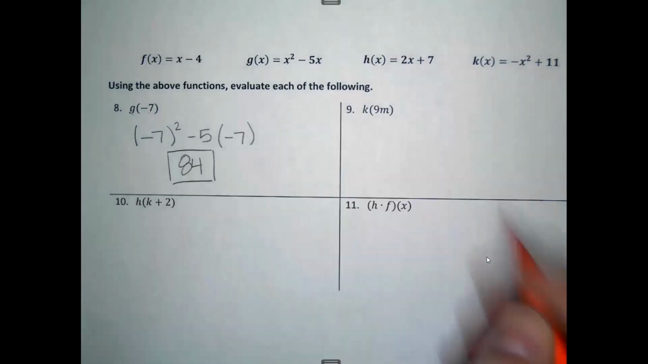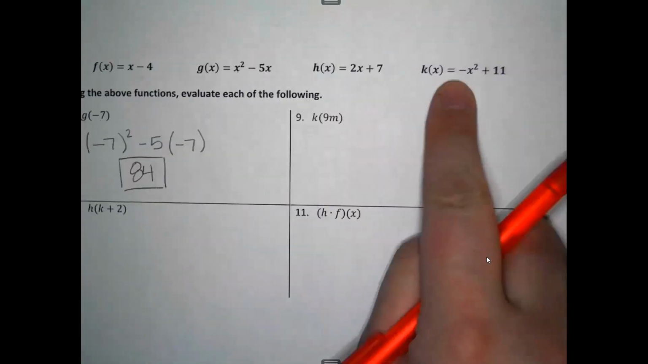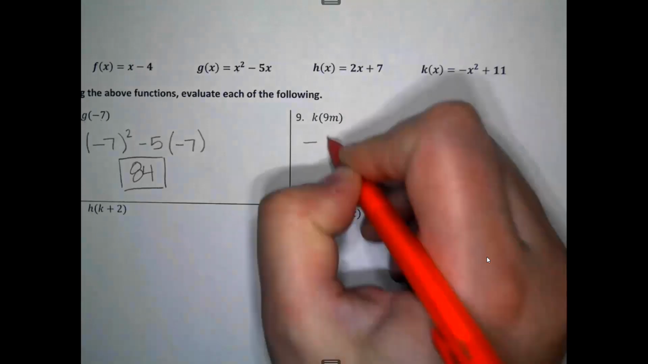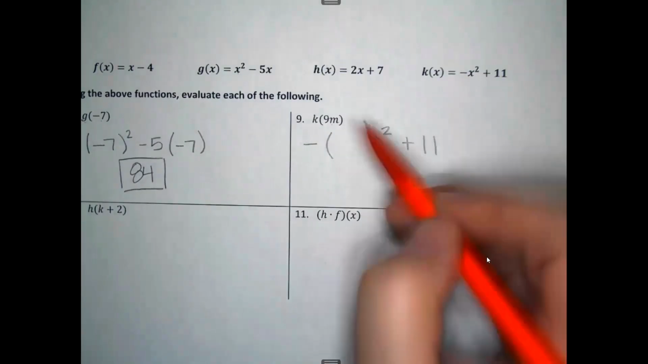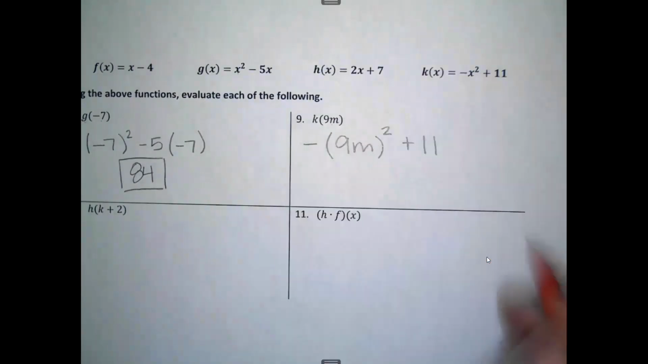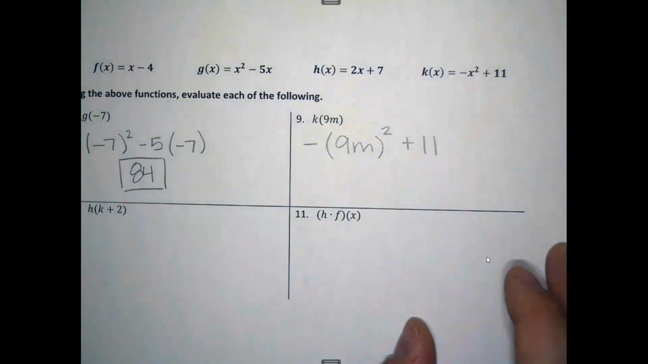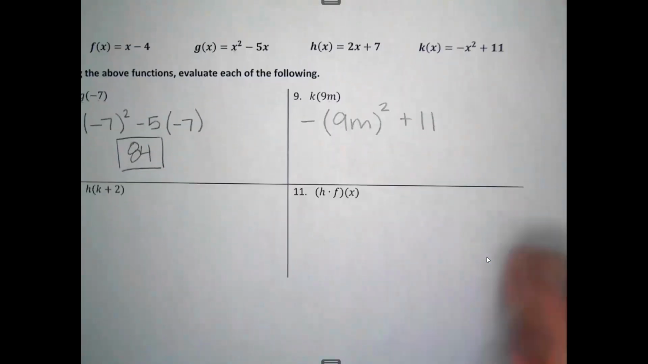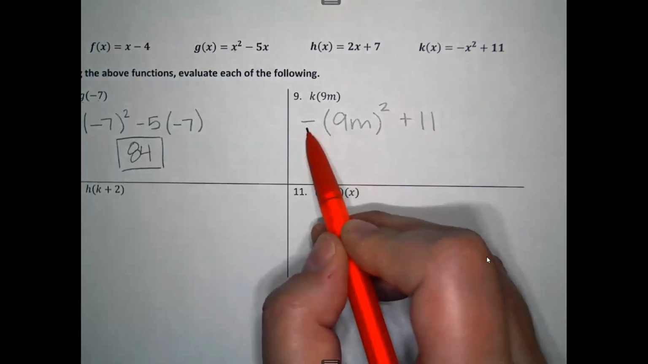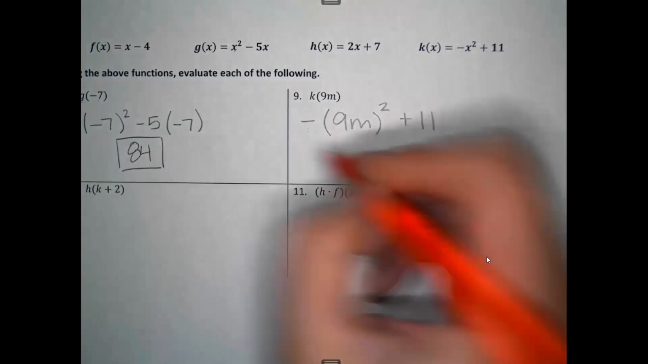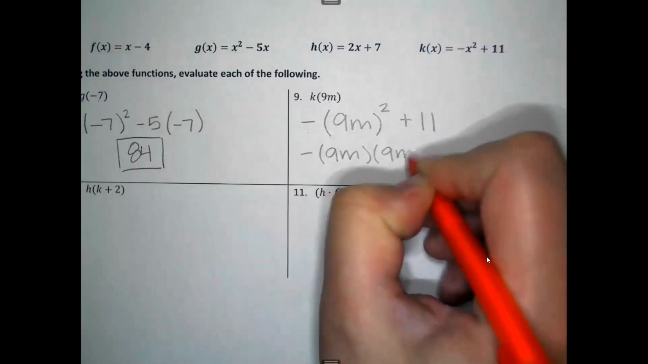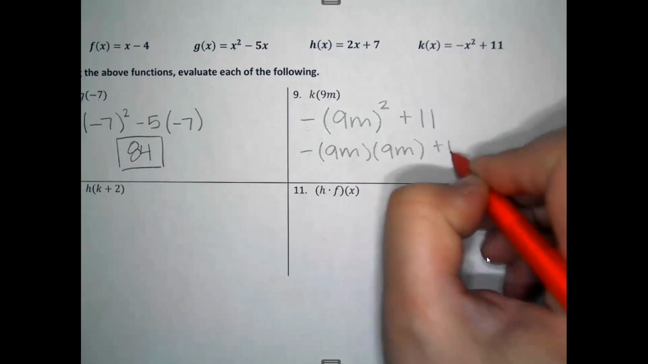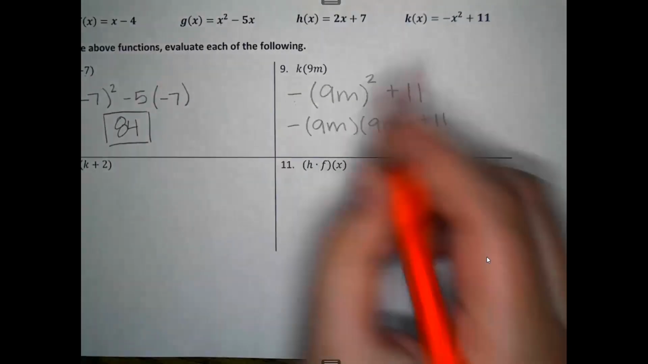The next one tells us to take function k, which is over here, and take out the x and take 9m and put it in instead. We cannot use a calculator because it has a letter in it. So what are we supposed to do? Write it twice. The 9m is squared, so it says write it twice. The negative is not squared. Everyone see that? The negative is not squared. So we're going to have negative 9m is being squared, but the negative is not, and then plus 11.